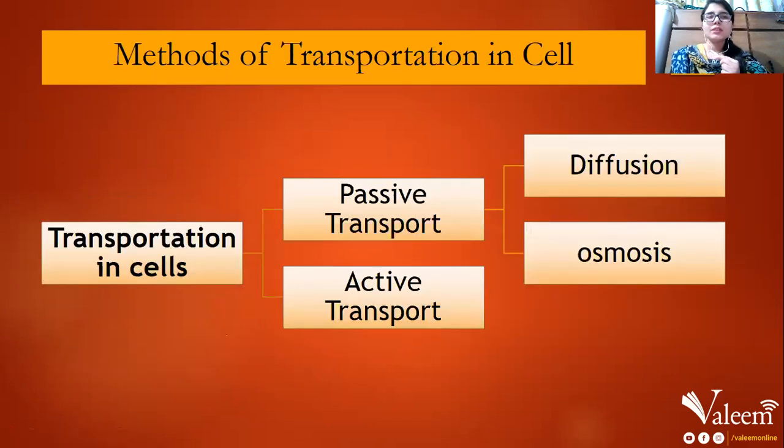The next one is the methods of transportation in the cell. Transportation is basically divided into two methods: passive transport and active transport. Passive transport is further divided into diffusion and osmosis, whereas active transport is not further divided.